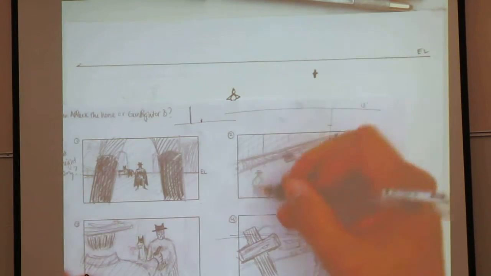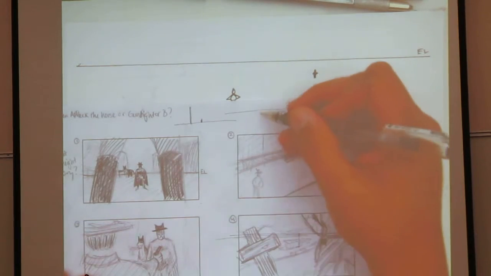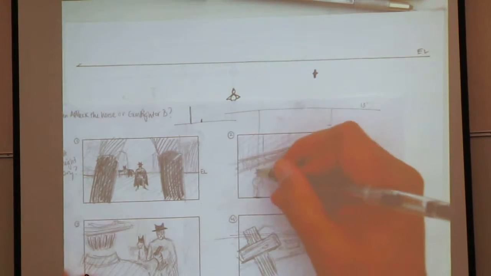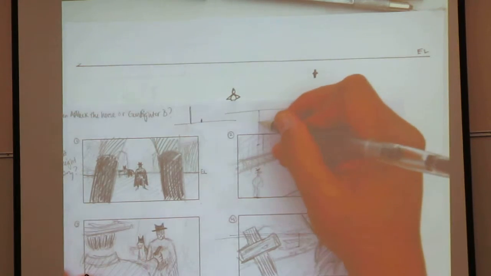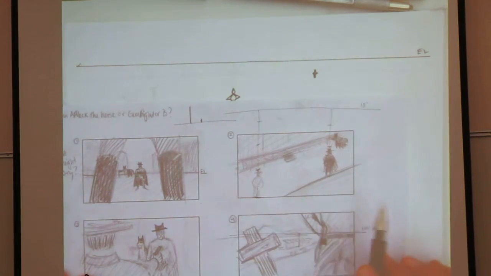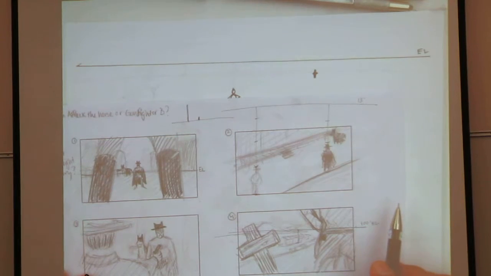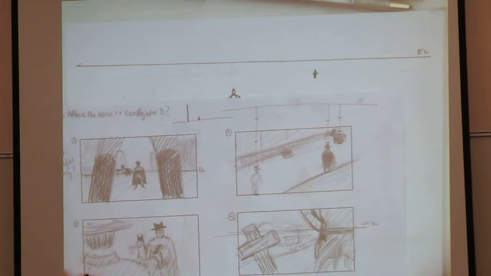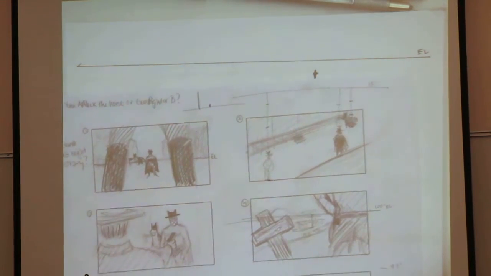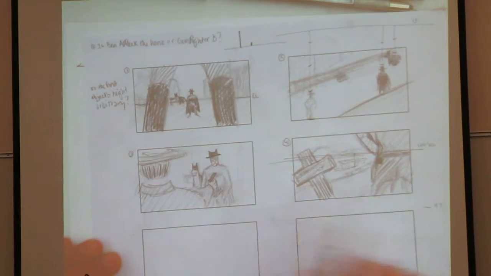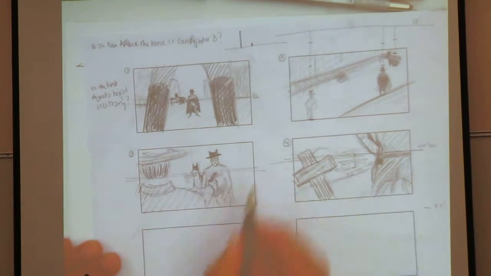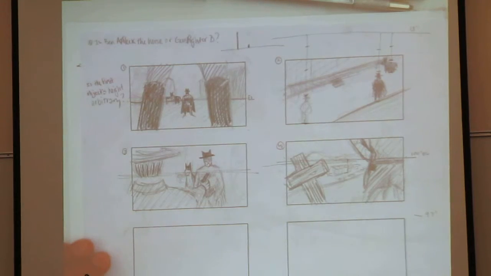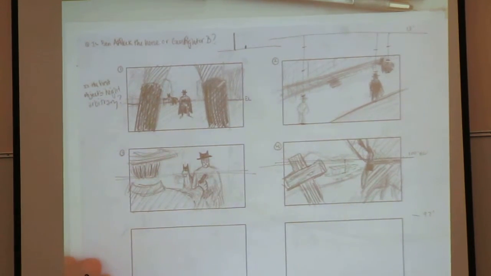But then, again, it's a shorter gunfighter. You know what I mean? And they don't feel like they're in the same space. And then look at this one. You see what I mean? It's the story of the miniature gunfighter.